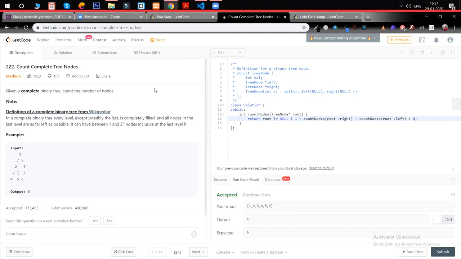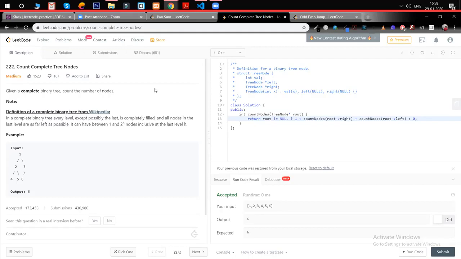I'm thinking about one other approach. We know, using the complete binary tree property, that our left side would be a complete binary tree, because the nodes fill the left side first, correct? As it's written, at the last level the nodes will be on the left side first, and then the right side.